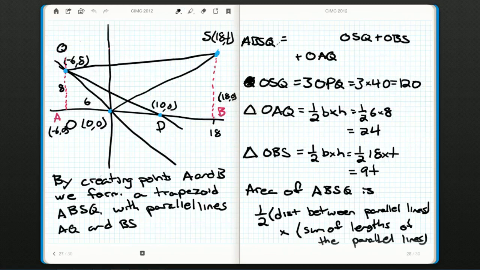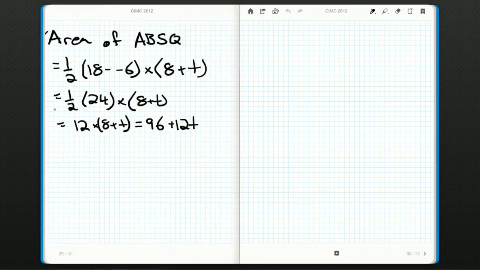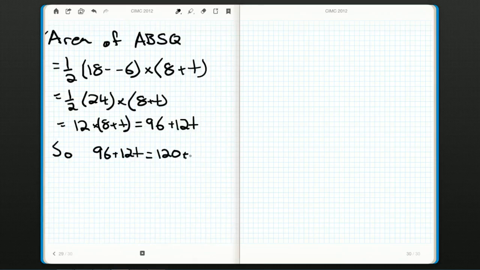So this, 96 plus 12T, the total area of our trapezoid, is going to be the 120 we want, plus 24 for this smaller triangle, plus 90 for this other triangle. So that's going to be 120 plus 24 plus 90. Okay. So now we can start rearranging this. 12t minus 9t, we bring all the t's over to one side, we get 3t. 120 plus 24, that's going to be 144 minus 96.